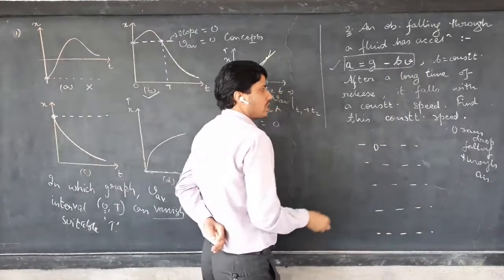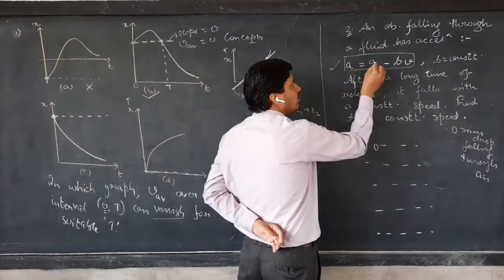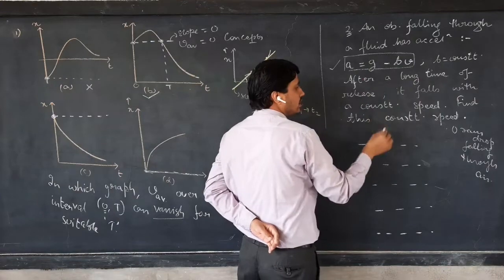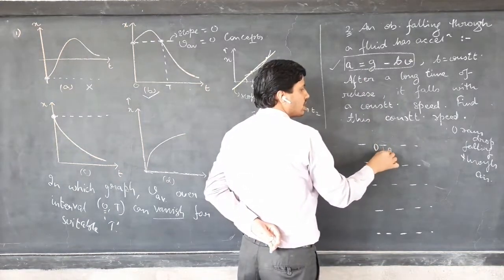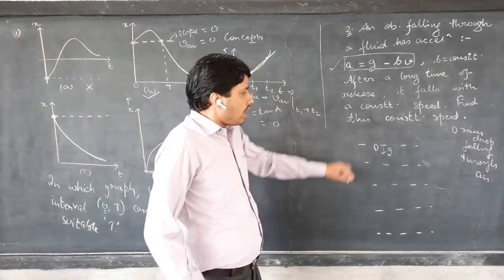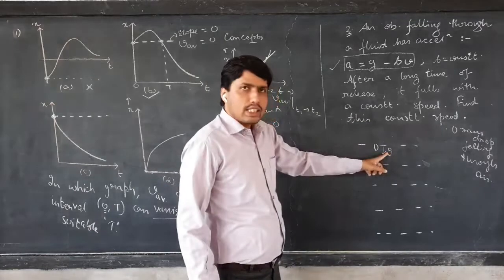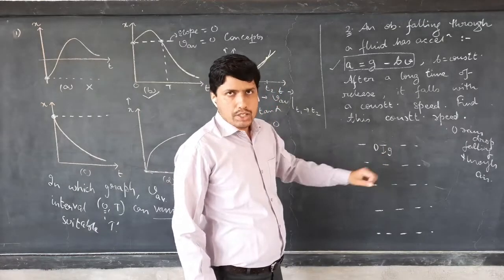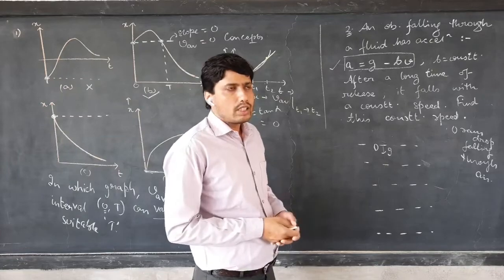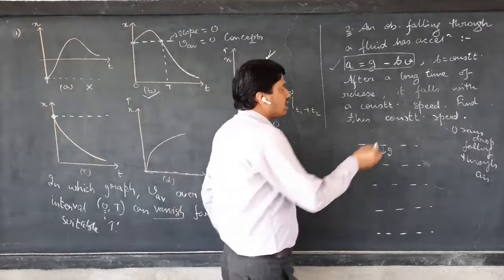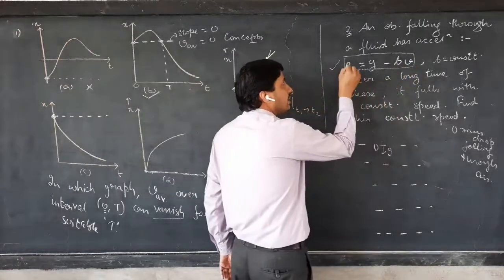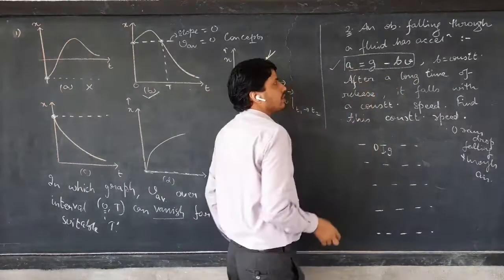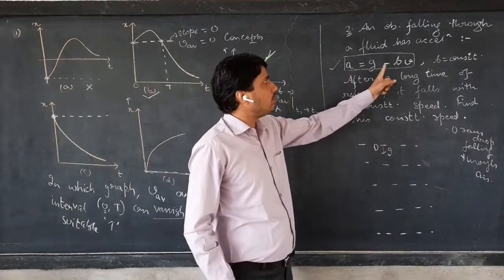It starts from rest. So initially, its acceleration will be g minus 0, that is g. It falls down with acceleration g. As it falls, because of this acceleration, it will gain some speed. Its speed will go on increasing. As its speed increases, its acceleration will decrease because it is given by g minus bv.